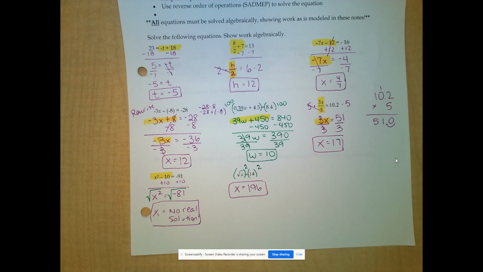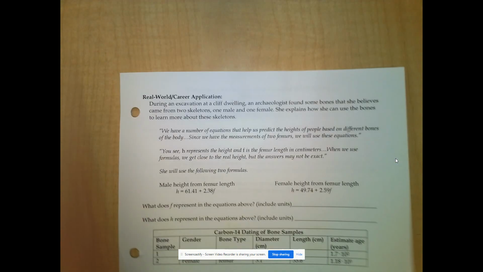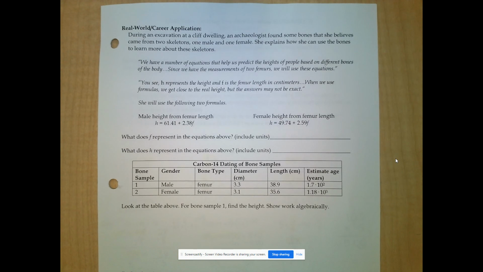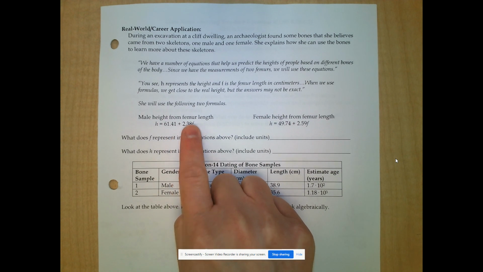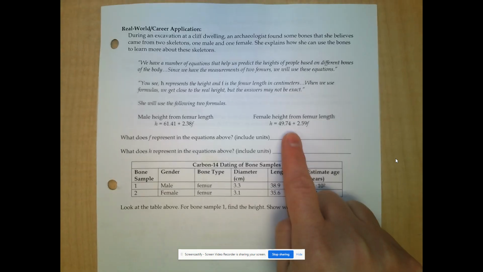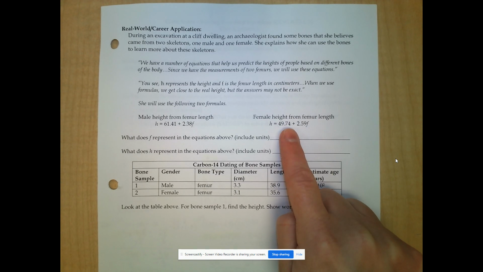Only one answer there. All right, so we're going to look at the back, which is some application, some real world stuff that goes with these two-step equations. If you read this over, we're looking at an excavation from a cliff dwelling, and they found some bones. We are going to use some formulas to predict how tall a person is from the length of a bone. This is the formula for if we know the femur length of a male and we want to predict their overall height. And this is the formula for if we have the femur length of a female and we want to predict the overall height.